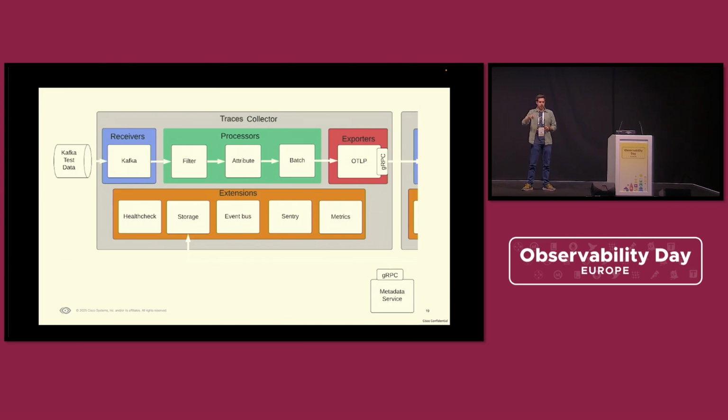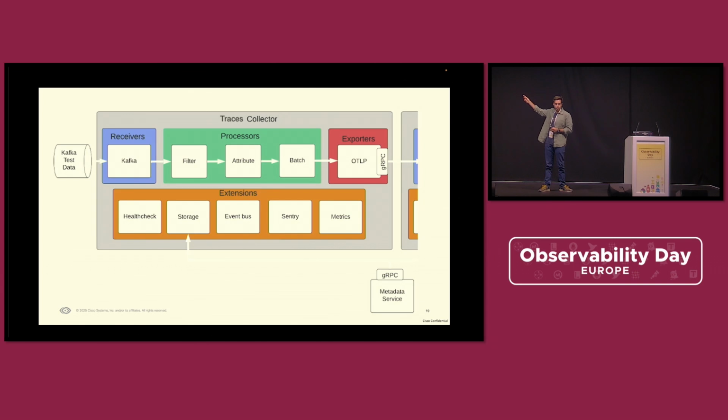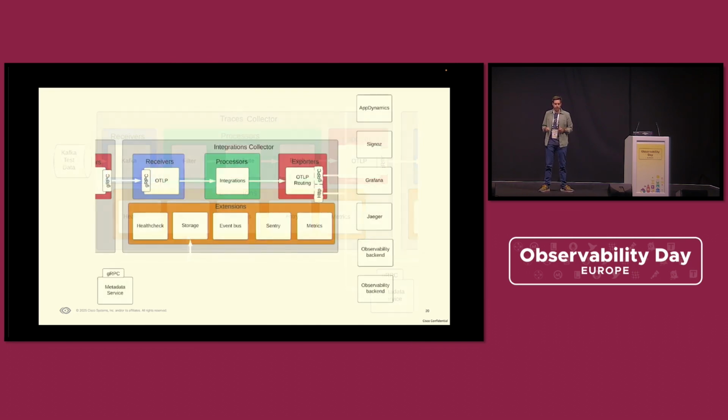On the attribute processor, what we are doing is enriching that data. What we receive from Kafka are things like test ID or agent ID. So we also need to enrich with the agent location or with the test name. We are doing it there. And of course, we are batching for performance reasons. Once we have all that data, we export it to the integrations collector.